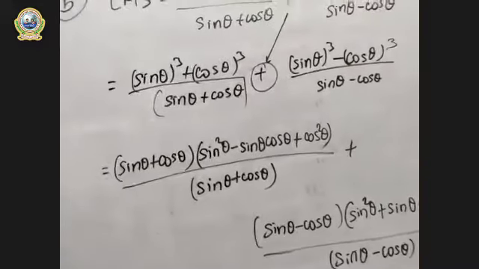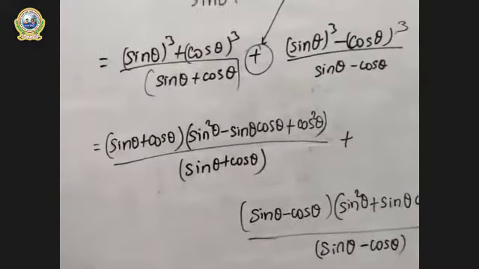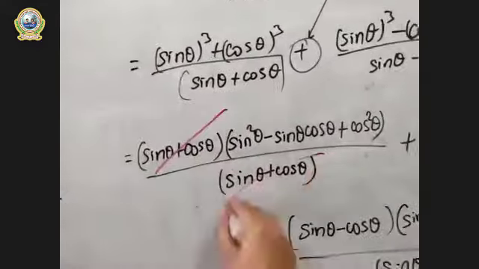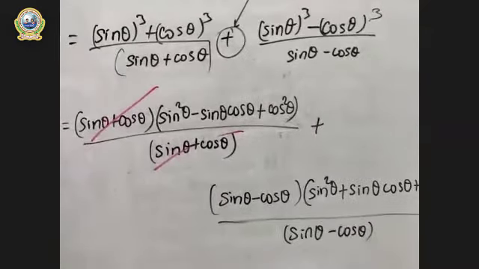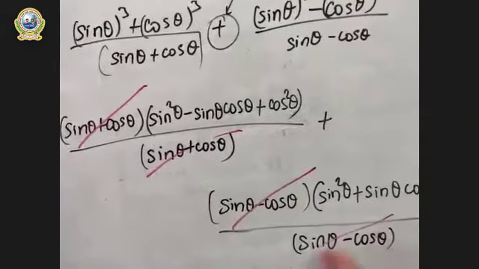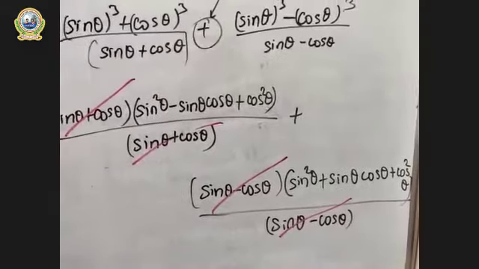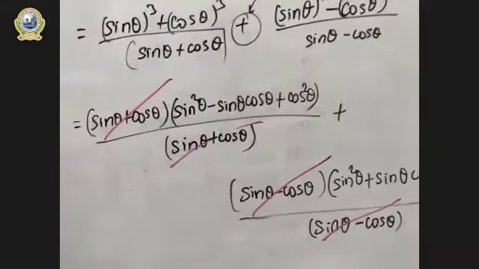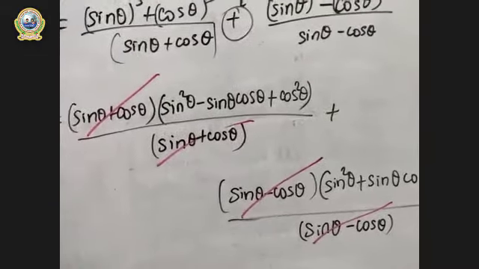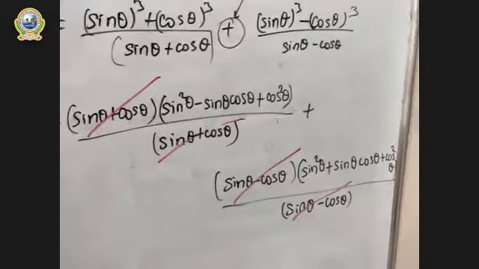Now, I think something is getting cancelled over here. This part is as it is, right? Same part, we can cancel it. And even here, we can cancel these two. Are you clear up to this? Now we have nothing left in our denominator. We have only the numerator left.